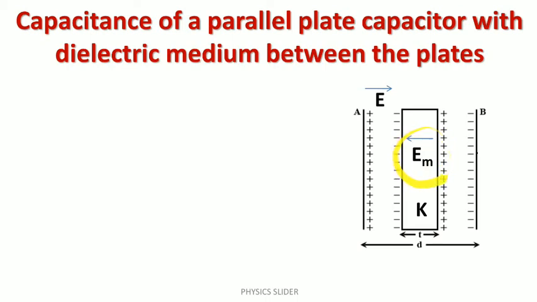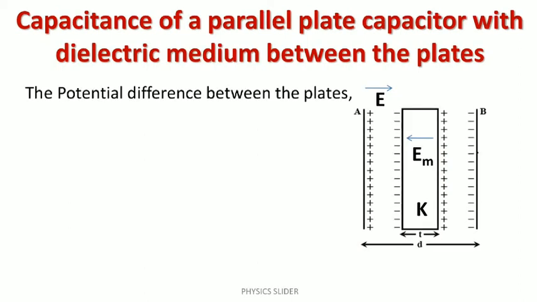M stands for material. So within the dielectric material, the electric field is EM, from positive to negative. So we are having two kinds of electric fields, the electric field in vacuum and the electric field in the dielectric medium. So the total or the net potential difference in this condition will be given as like this.